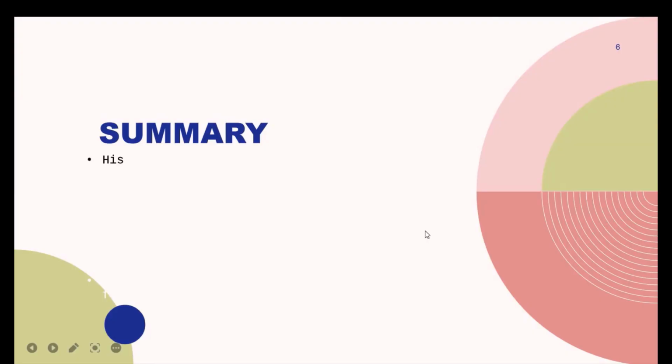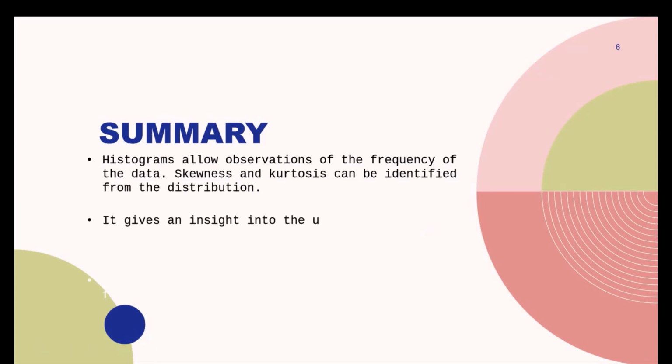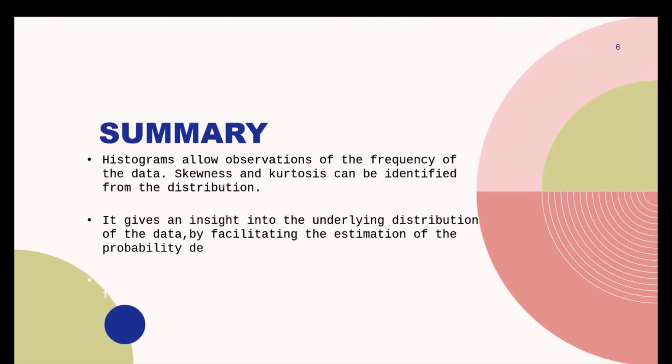To conclude, histograms allow observations of the frequency and shape of the distribution for quantitative variables. Skewness and kurtosis can be identified from the distribution. It provides an insight into the underlying distribution of the data by facilitating the estimation of the probability density.